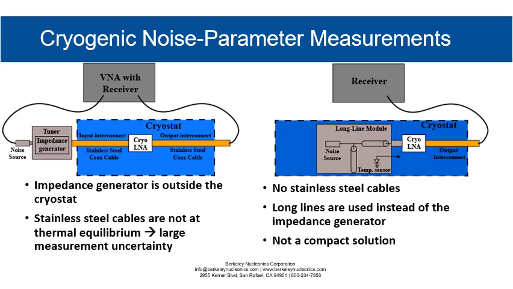Another method is by using the long line method. This avoids the input stainless steel coaxial cables, but requires more volume inside the cryostat. The lengths of the long lines depends on the frequency and can become very long if lower frequencies need to be measured.